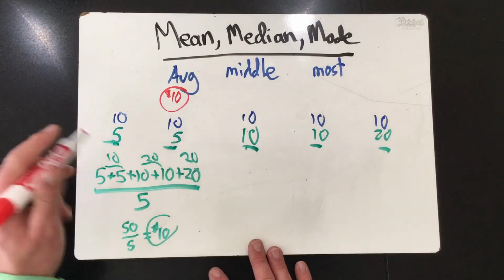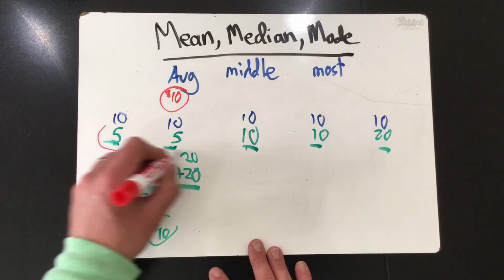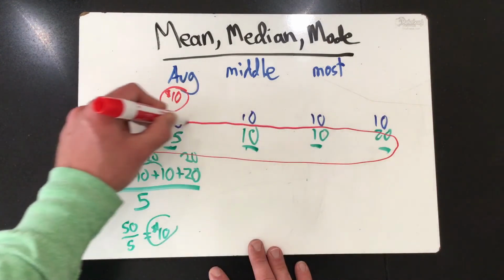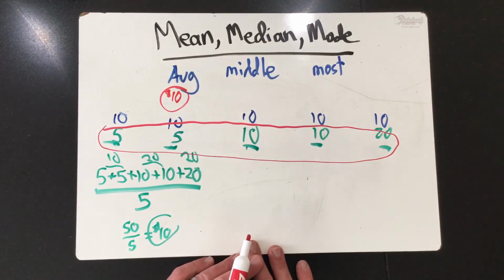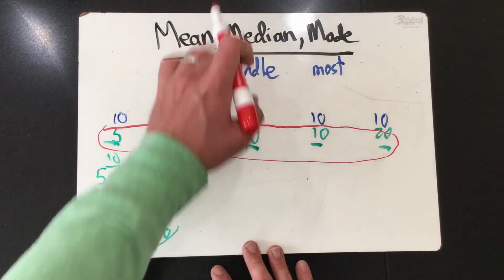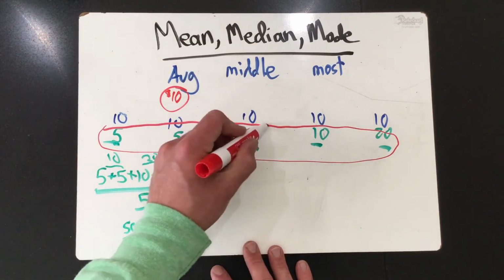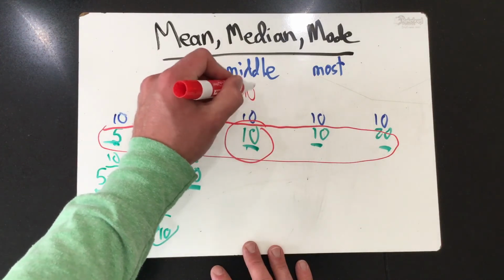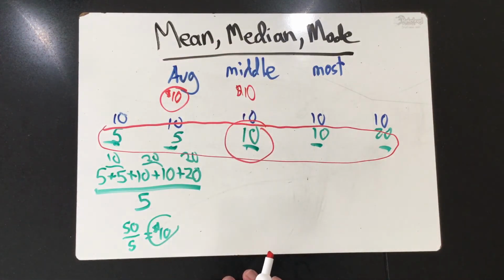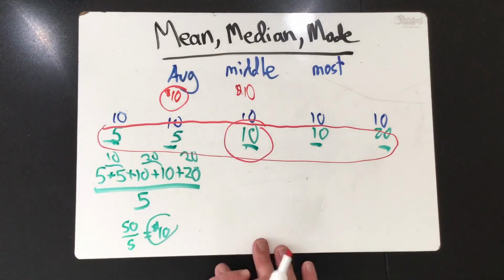Here we already have that. If we take a look at our original data set in green, 5, 5, 10, 10, 20, it's in numerical order. Median is middle, so we just find the number in the middle. That's 10. And so again, $10 is the median amount.